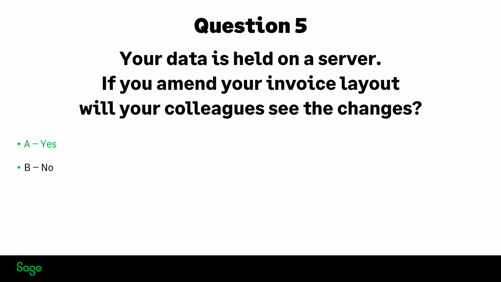And similarly, if they amend the layout, you would see those changes as long as you're connected direct to the data that's held on that server. The one exception is if you link in via remote data access. So if you link in via remote data access, when you let's say you make a change at work, and then you go home and you're accessing Sage from home.